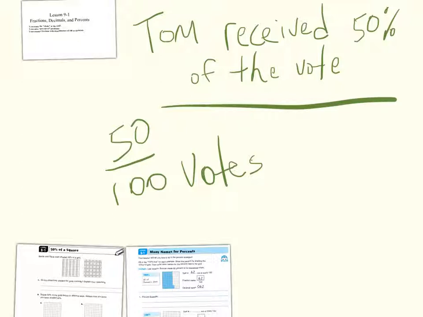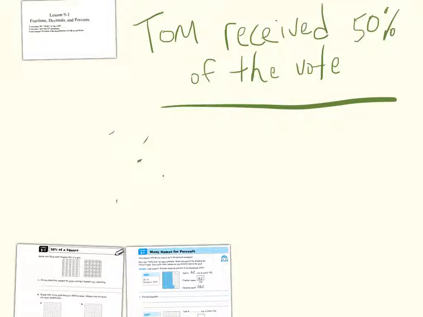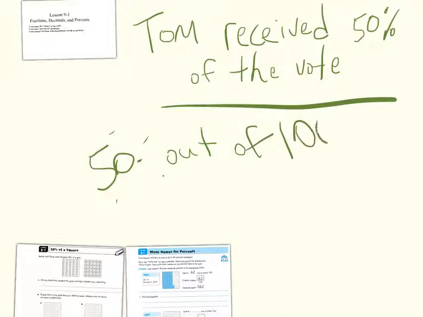Remember that this means 50 out of 100. Let me write this down. Remember that 50 out of 100 does not mean that exactly 100 votes were cast. It doesn't mean that there were 100 votes, but it means that Tom got 50 votes for every 100 votes that were cast. So basically 50 out of 100 equals 1/2.